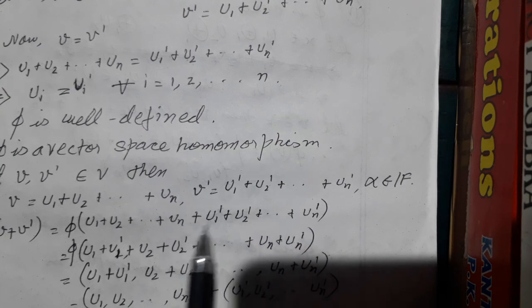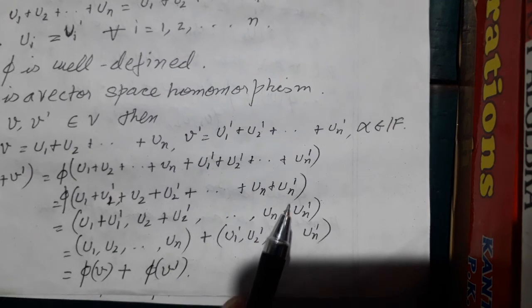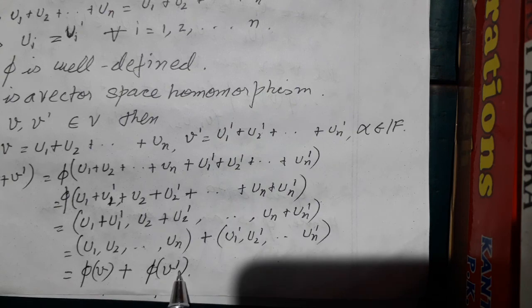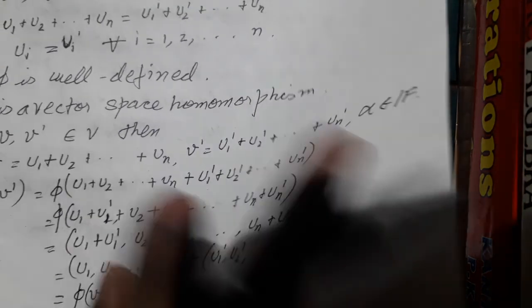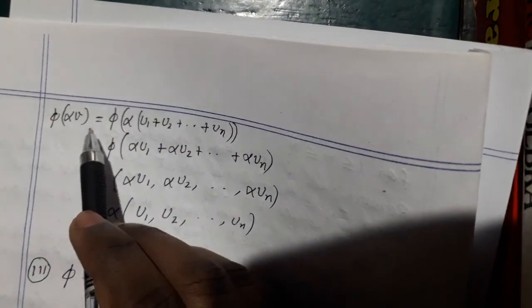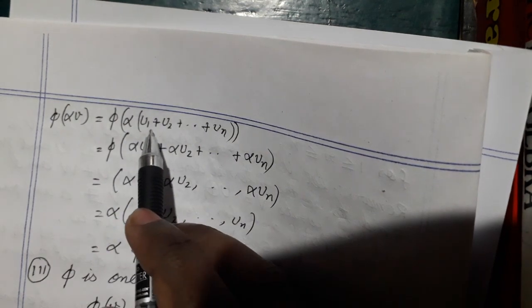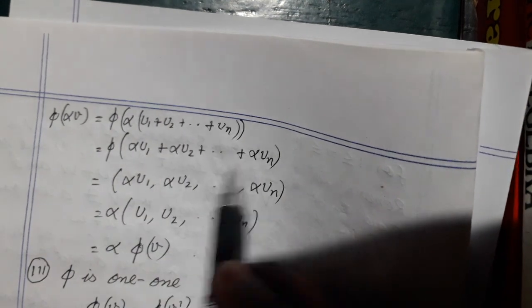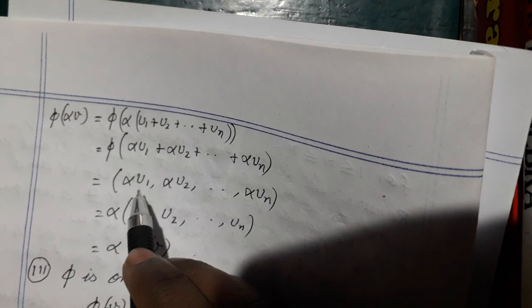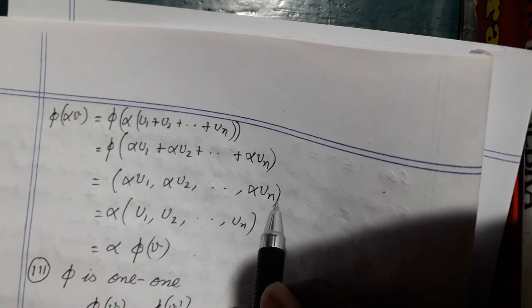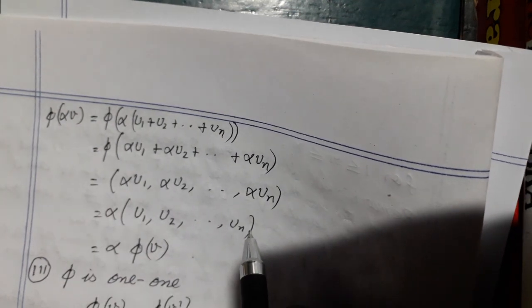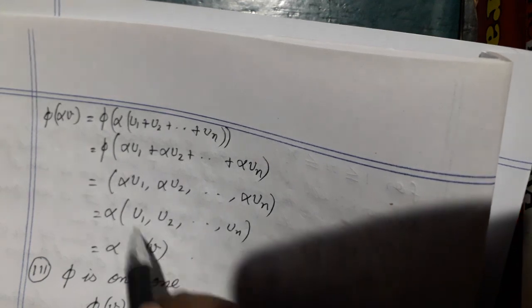Applying the definition of phi, this can be written coordinate wise as this. Then we can separate into two coordinates, so we get phi of V plus phi of V dash. That is one property of the vector space homomorphism. Let us check the second property. So we have phi of alpha V. You multiply alpha to this, and using the definition of phi, we can write it coordinate wise. So we get alpha U1, alpha U2, and so on till alpha Un. You can take alpha common, so we get alpha times U1, U2 till Un, which is alpha phi of V.